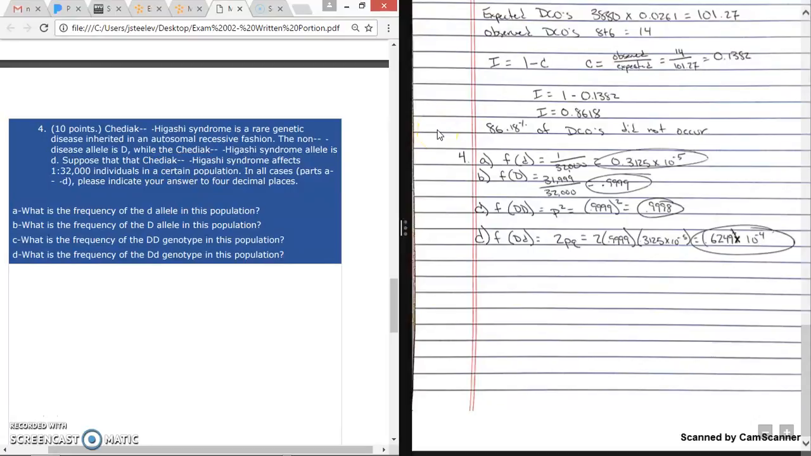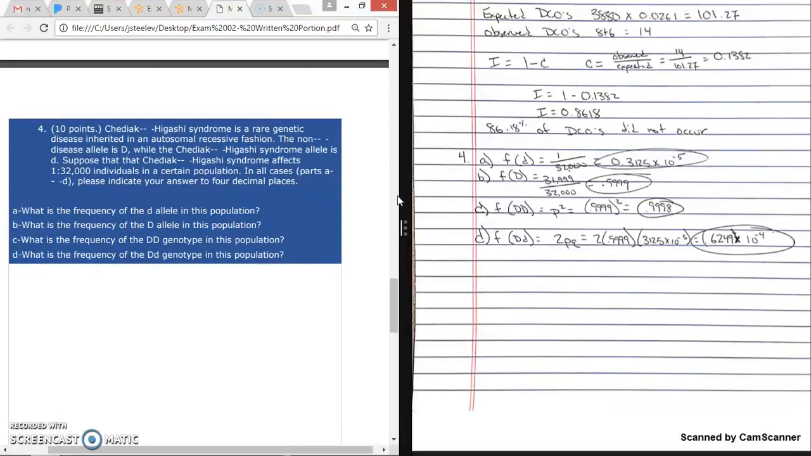So it's very similar to the previous one that we did. So the frequency for your allele is 1 divided by 32,000, which should give us 0.3125 times 10 to the negative 5th if we're doing the 4 decimal places. Scientific notation there. It's a very small amount. For B, we have the frequency of your capital D, which is the 31,999 divided by your 32,000. Should give you right in the ballpark of 0.9999.